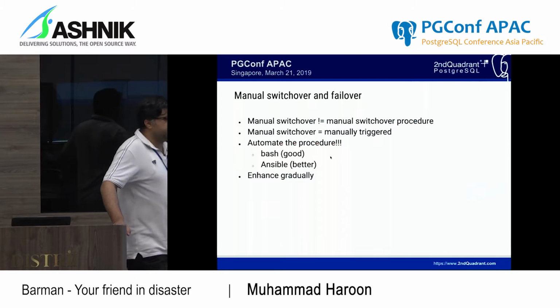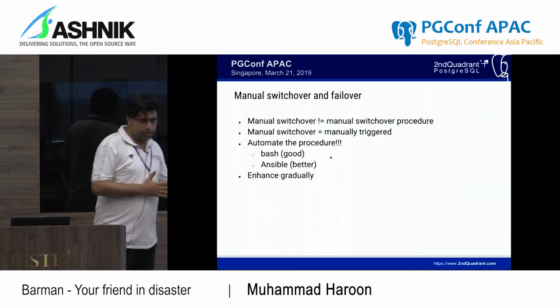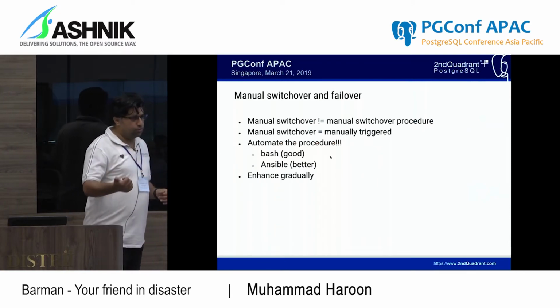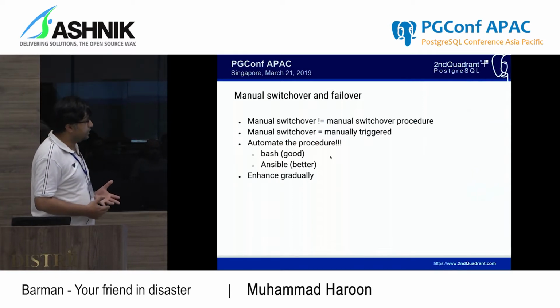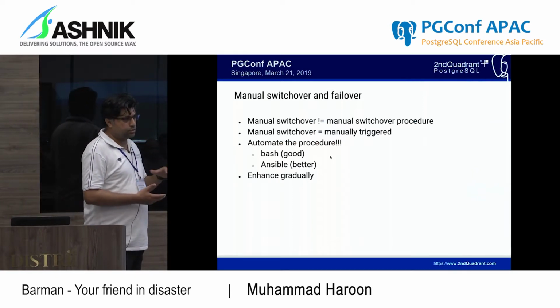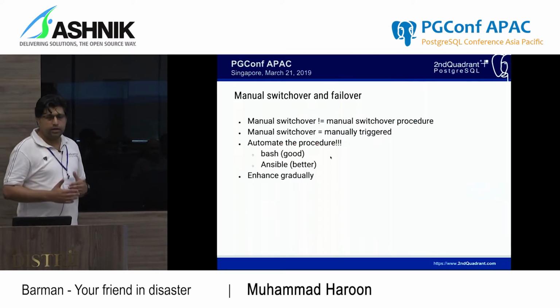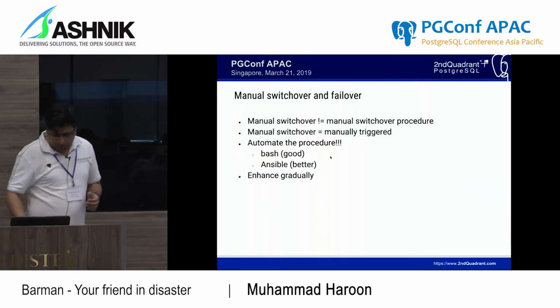You need to automate the procedure in order to make sure that your RTO is minimum. That's the objective that we started here with. You could automate it through bash, that's good. If you have Ansible, that's better. But again, you need to somehow make sure that these processes are automated, and then you need to enhance them gradually to get to a better level of RTO.